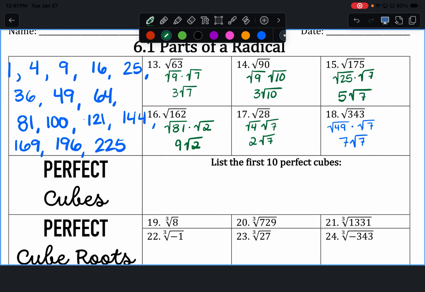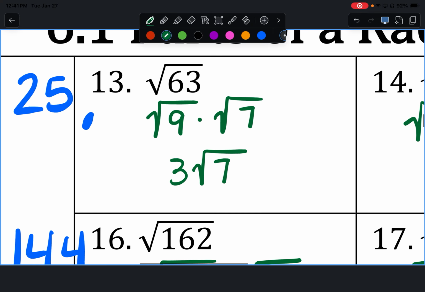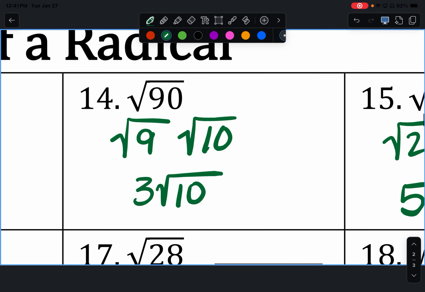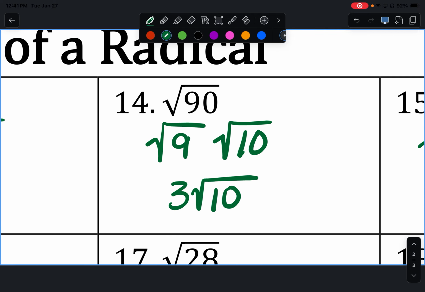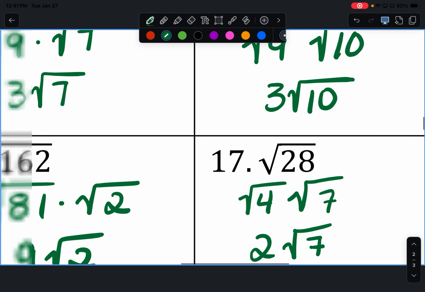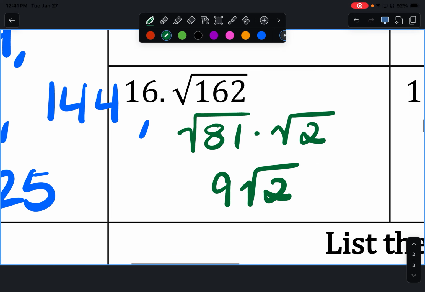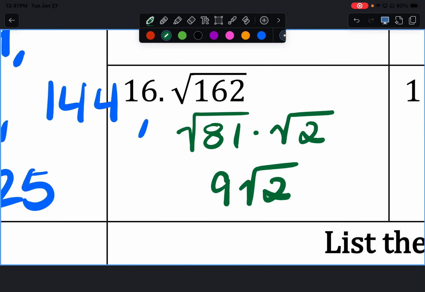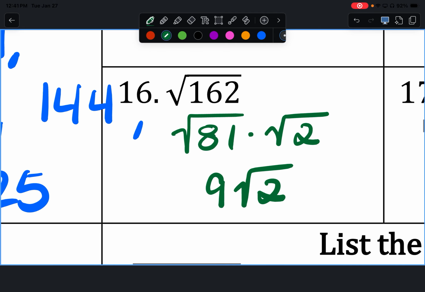Okay, for 13, what did y'all get for 13? 3 root 7. 3 square root of 7. What did y'all get for 14? 3 square root of 10. Okay, what did y'all get for 15? 5 square root of 7. Okay, for 16? 3 root 18. You could have done it further than that. Okay. It is 9 root 2.